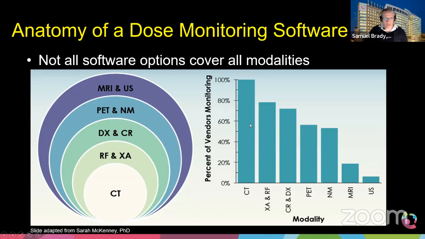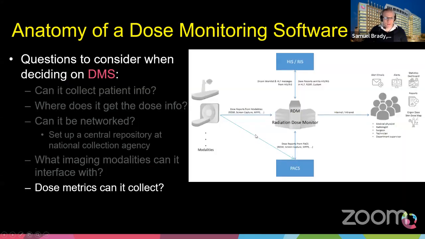And so it's important that if you want to set up national DRLs, for example, for nuclear medicine and PET, you need to make sure you pick a software that can process them, along with, of course, X-ray, fluoro, CT, mammo, et cetera.